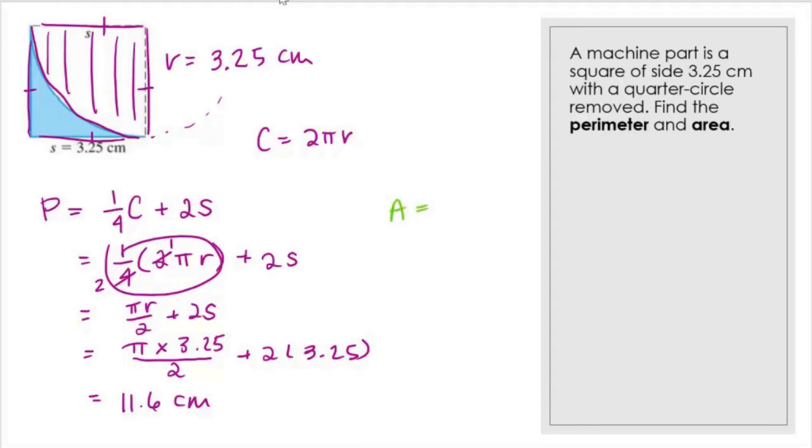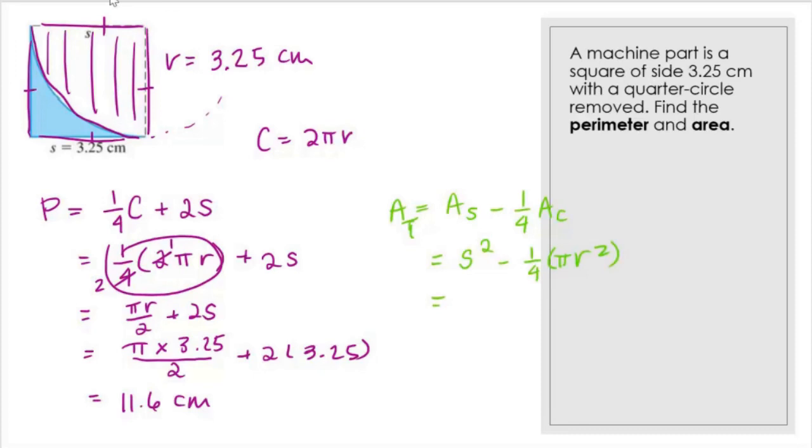All right, let's take a look at the area. So what's happened is we have the area of the entire square. So for the total area, we have the area of the square, I'll call that a subscript s. And what we're subtracting out is 1/4 the area of the circle, so I'll call that a subscript c. So the area of the square would be s squared. And the area of the circle is pi r squared, and we want 1/4 of it.